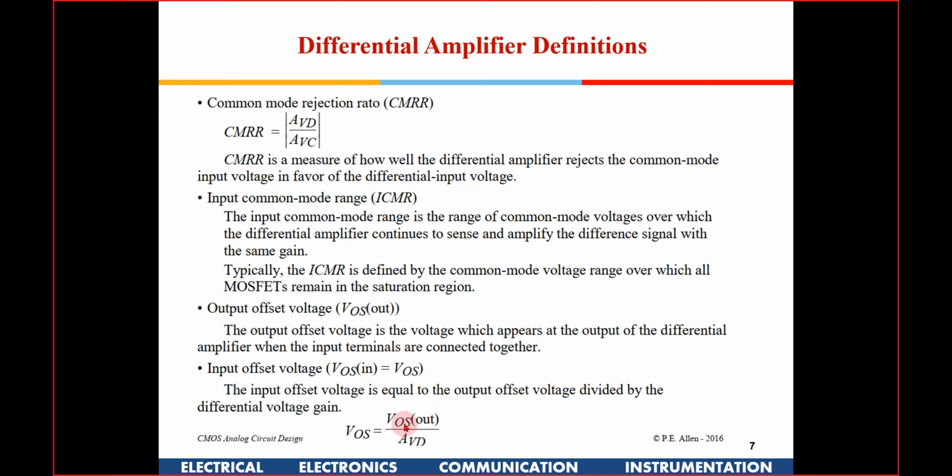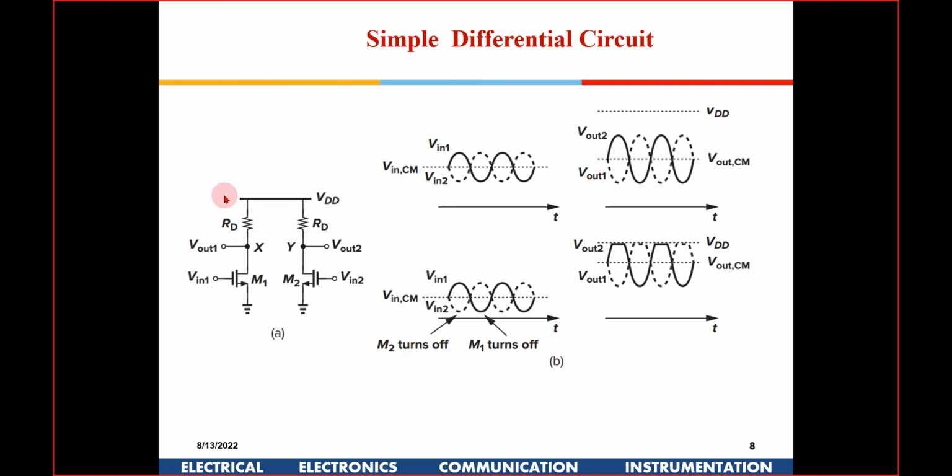Now if you want to refer that offset as an input voltage, then you divide it by the differential gain, so you get the input offset voltage, which is known as VOS, VOS in, okay. So these are some of the definitions. It may not be very clear now, but as we look at certain circuits, it will become very clear. So this is one way of implementing a simple differential circuit.